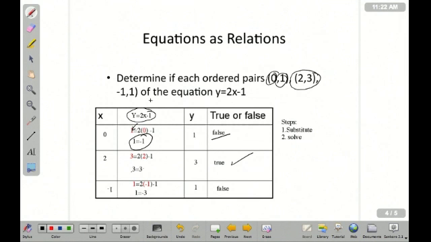And finally, I plug in my last ordered pair, negative 1, 1. Again, I substitute my negative 1 for my x. I substitute my positive 1 for y, and I simplify. 2 times a negative 1 is a negative 2. Negative 2 minus 1 is a negative 3. Well, 1 does not equal negative 3. So it's a false point.